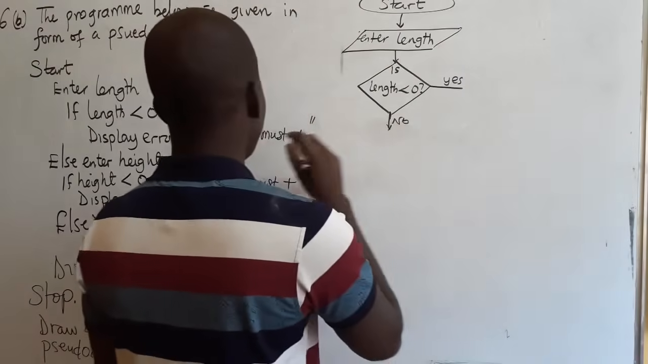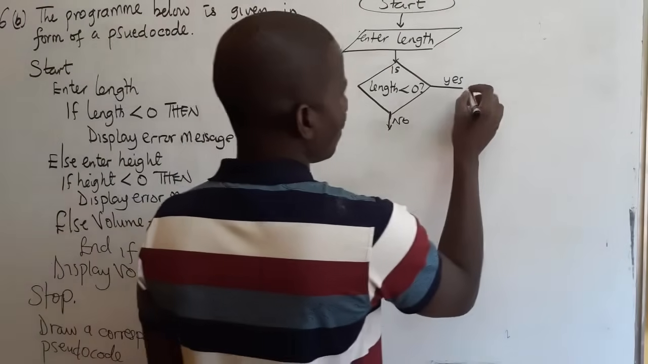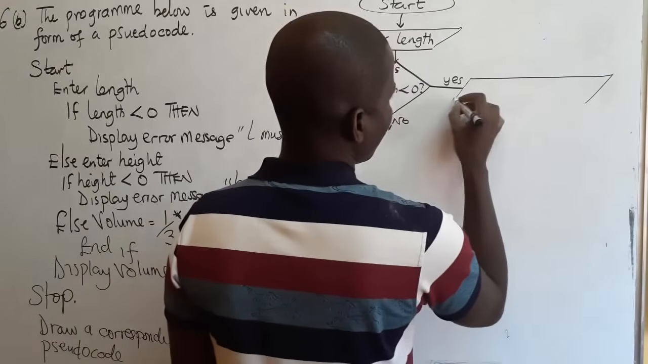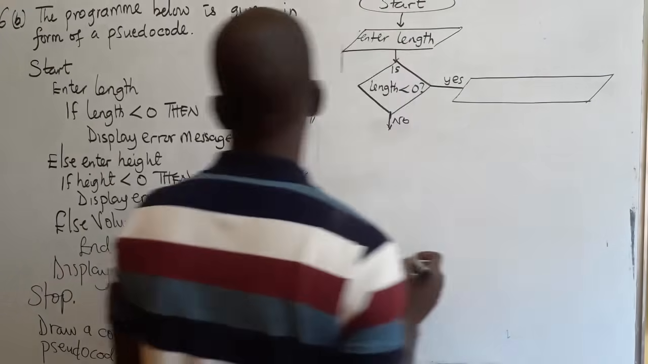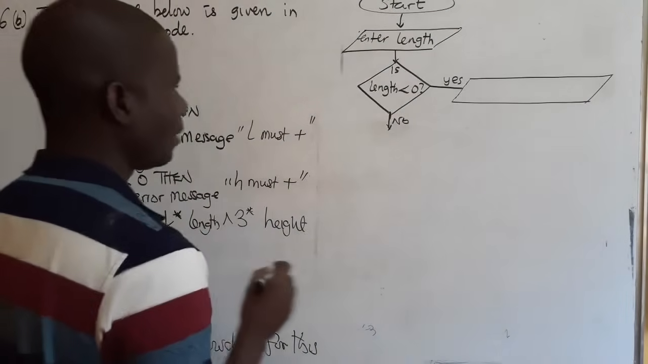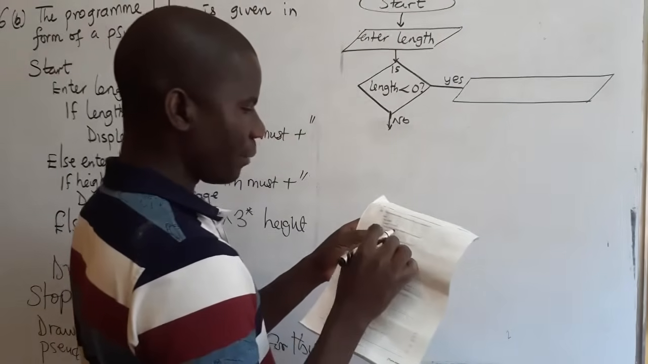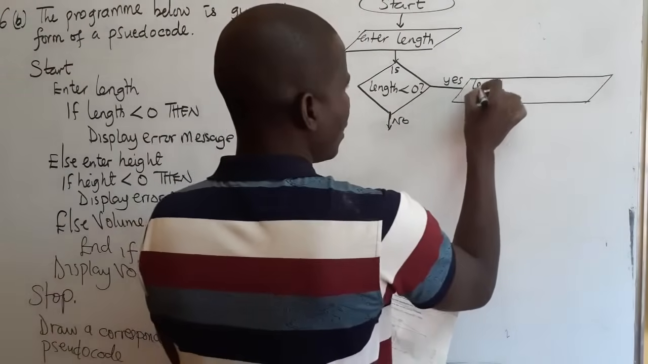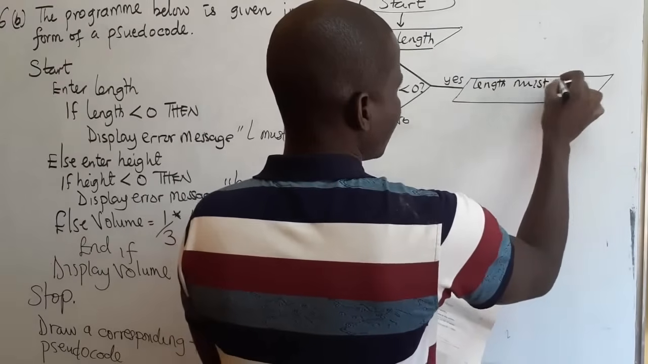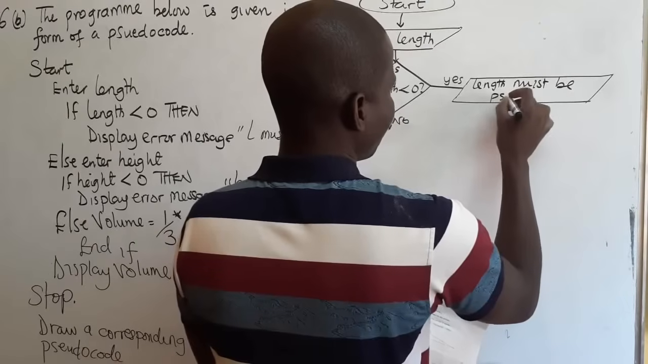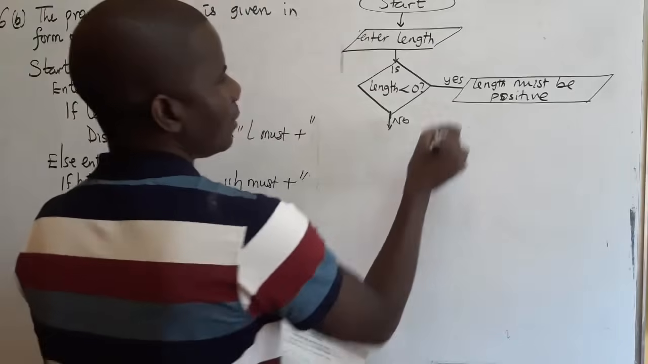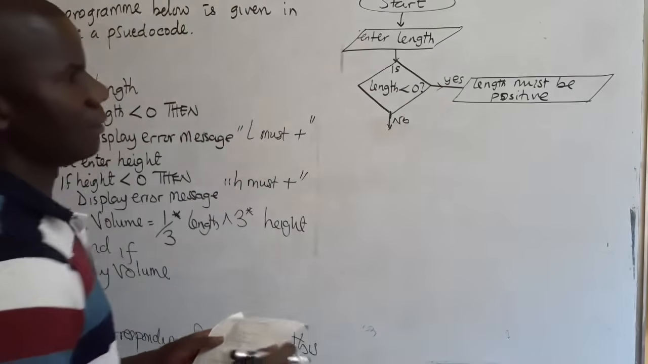So the error message that we are displaying here is the error message which says length must be positive. Length must be positive. Okay. That is where we are.